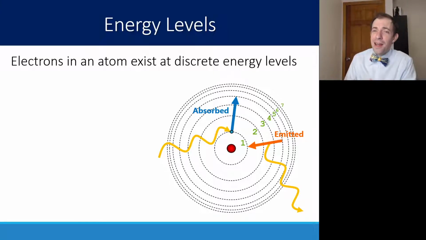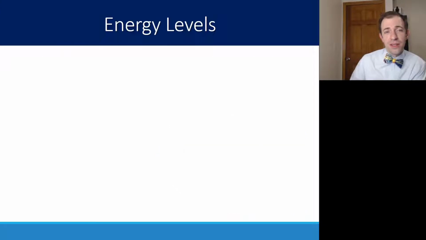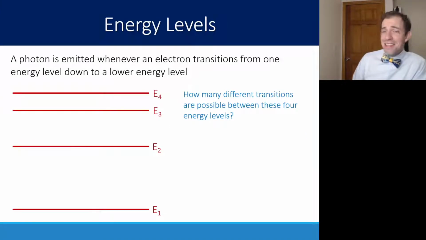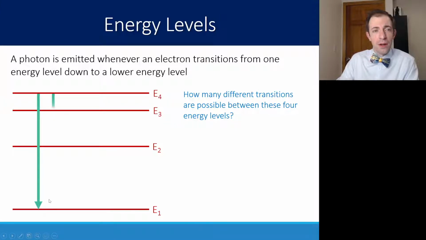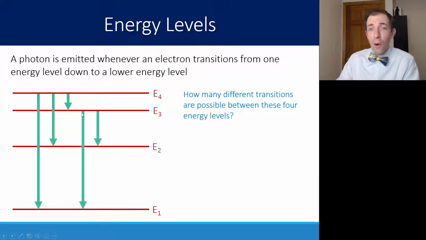But the thing is, the amount of energy that is absorbed or emitted corresponds to the different energies at these energy levels. And we can see that with a certain number of energy levels, there are only a certain number of transitions that could theoretically take place. Here, if you have 1, 2, 3, 4 energy levels, you could have an electron drop down from 4 to 1, or from 4 to 2, or from 4 to 3. You could also have an electron drop down from 3 to 1, or 3 to 2, or you could have an electron drop down from 2 to 1.